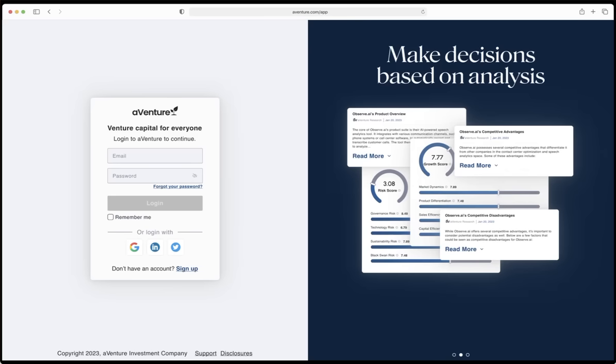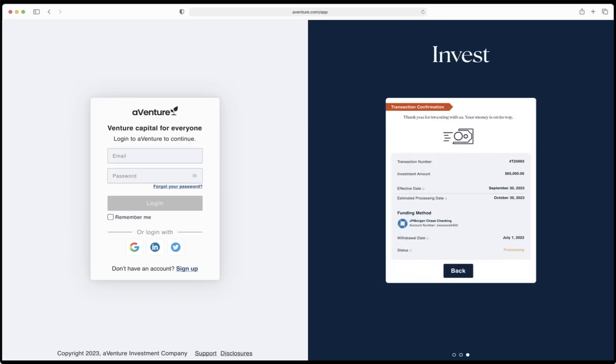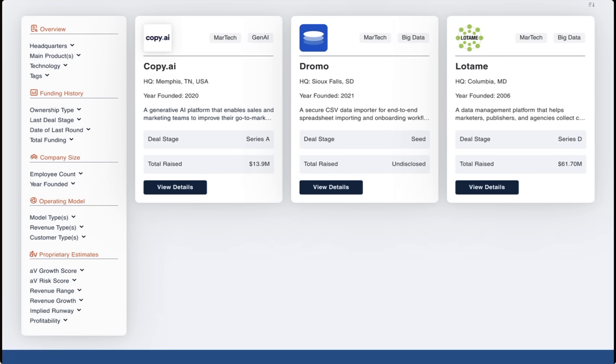Hello again. Now we're going to take a quick look at aVenture's platform for venture capital-backed companies and how you can use it to research and invest. For research, aVenture has a database of nearly every US venture-backed company for at least the last 15 years, and many of the funds that have backed them whenever the data is available.